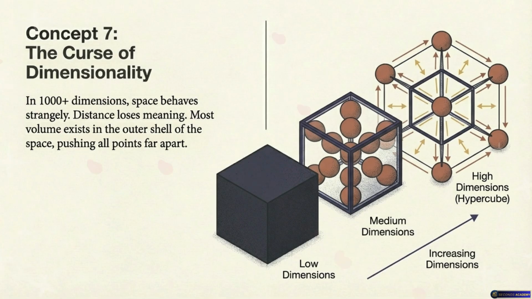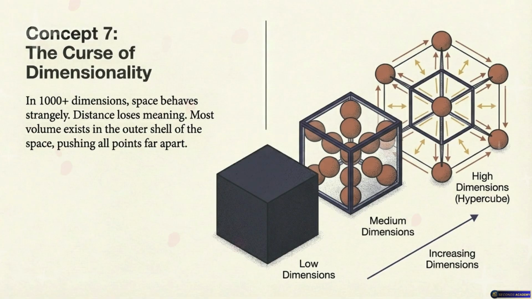Wait, hold on. I need to push back on that. Okay. If I have a massive data set, say 10 million customer records, surely if I drop 10 million dots into a 1,000 dimensional space, some of them are bound to end up clustered near each other, right? Density should still exist just by sheer numbers. It is a logical assumption, but the math proves otherwise.